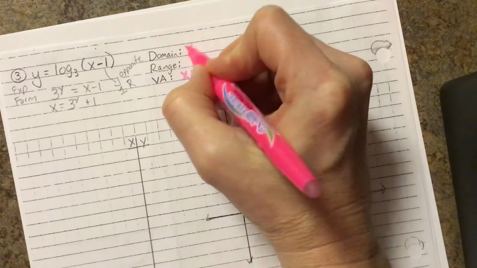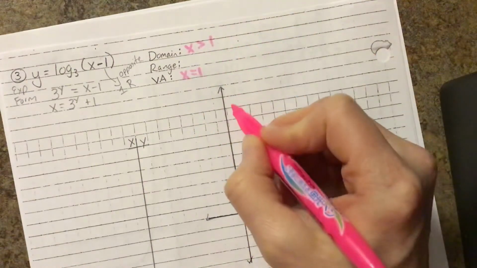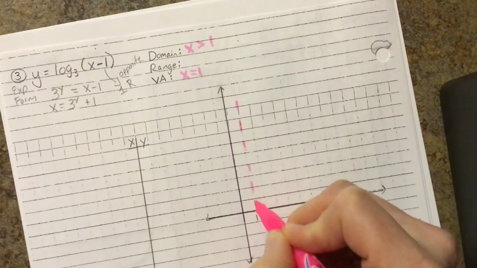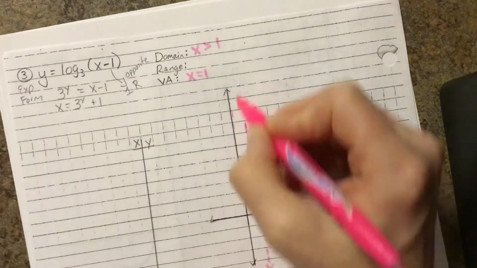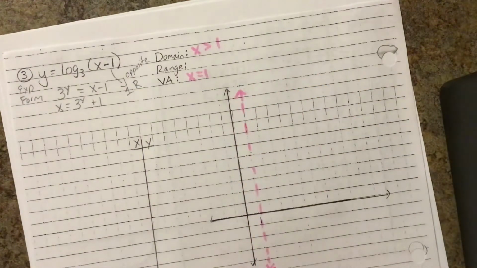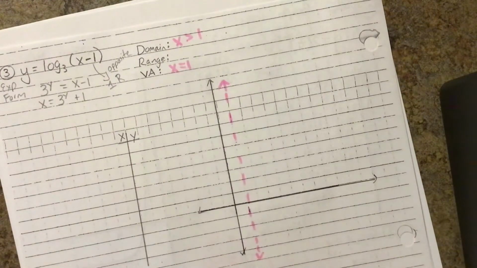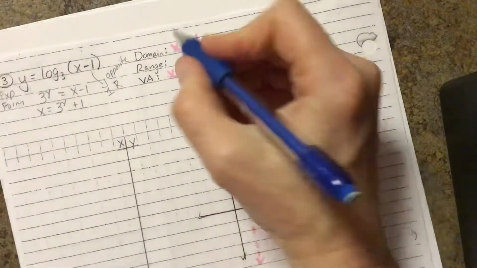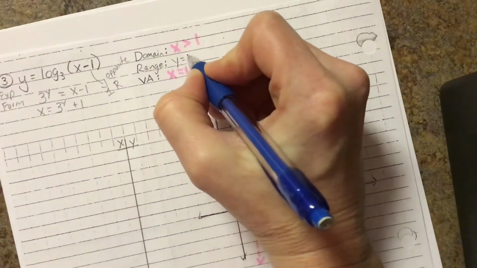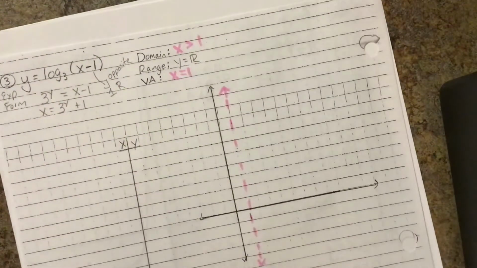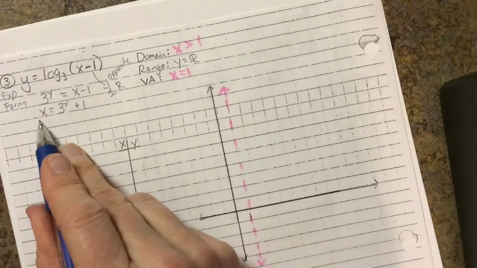My domain will be x greater than 1. I can draw that in. This frames my graph. I can do it first or I can do it last, but don't forget to do it, and if you can do it in color, that would be great. All right? Range, do you remember? All real numbers. We're going to pick our y's, plug them in, solve for x.